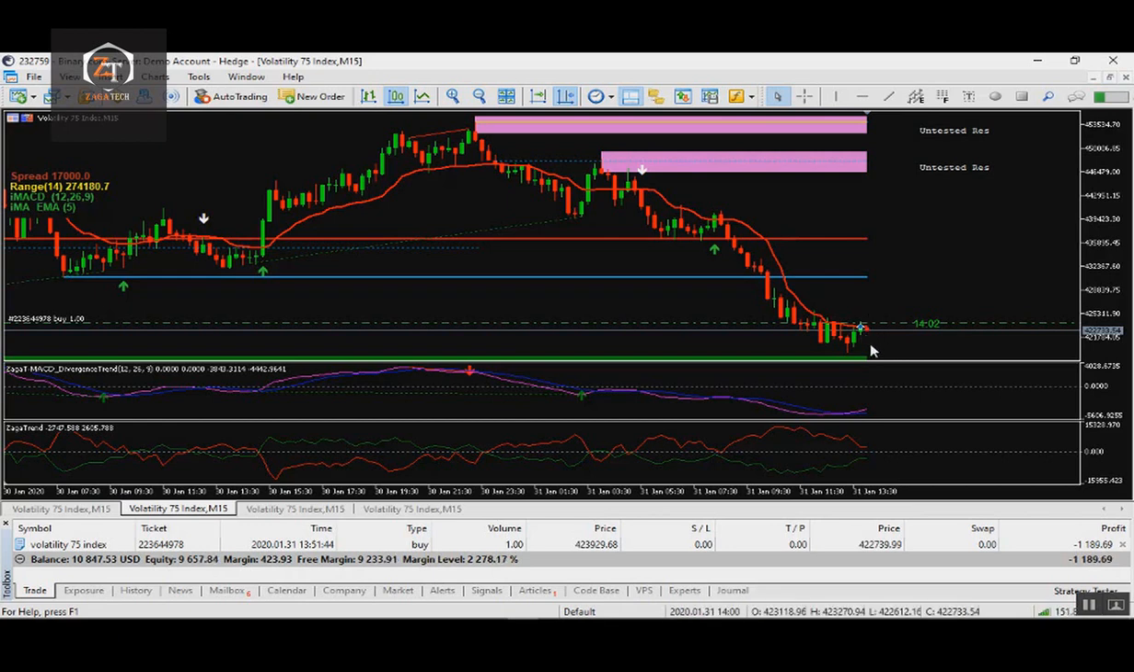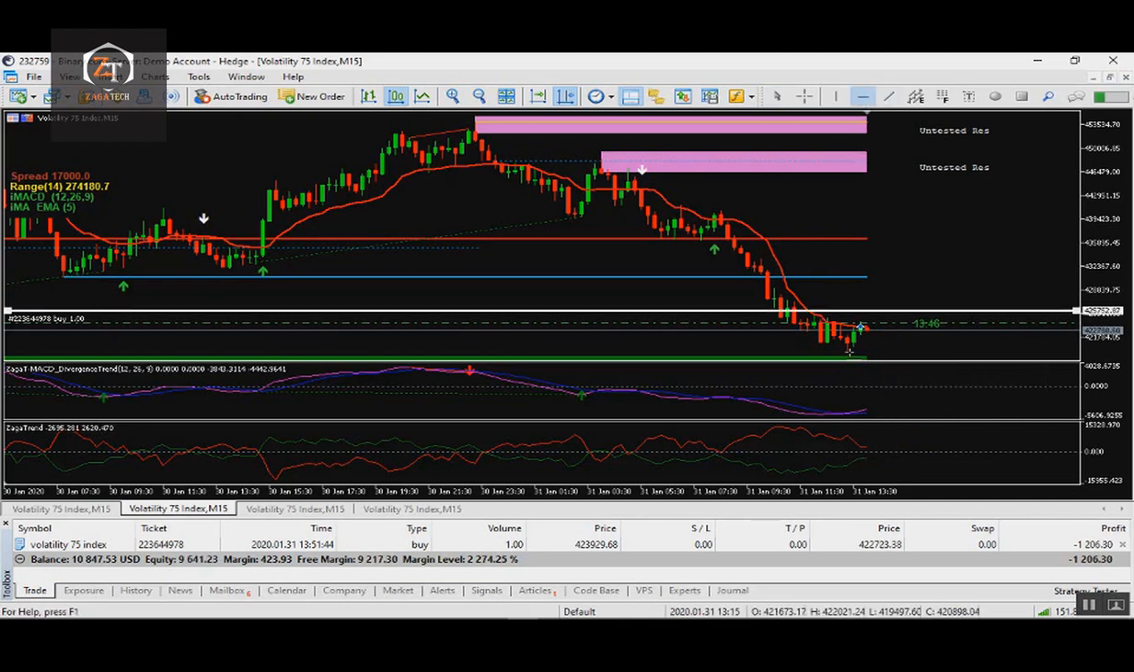So I'm leaving this to run as a demo account because the market is ranging. I don't know where it's going to go. So in this kind of market, what do you do? One, this is getting close. This has already crossed. What do you do? I have to come here and draw my higher high here, and also draw my lower high here.